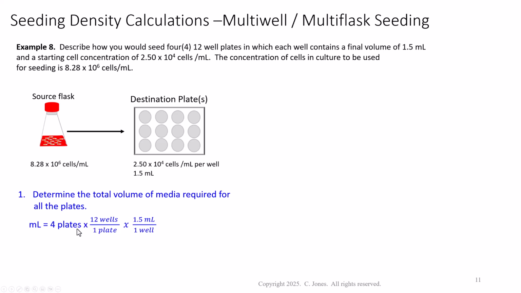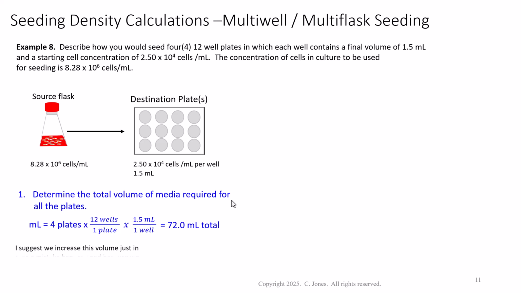So again, this is really just a conversion, right? If we do the math here, this turns out to be 72 mils total. That's the minimum amount that we require. But if you recall from the previous slides, you're never going to get all 72 mils out of your preparation. So we're going to make some extra.